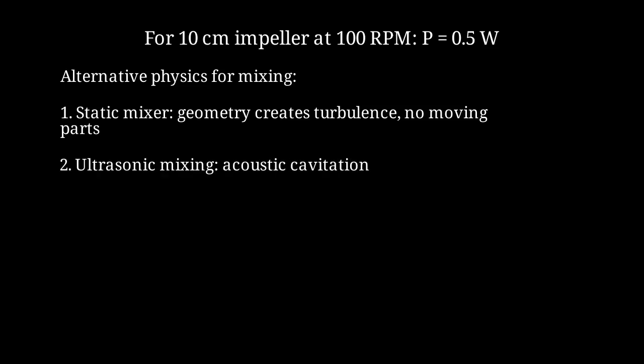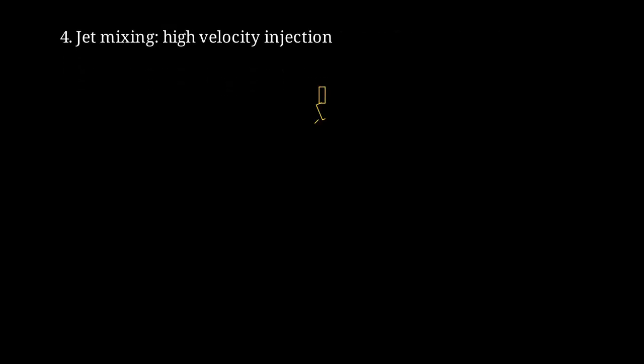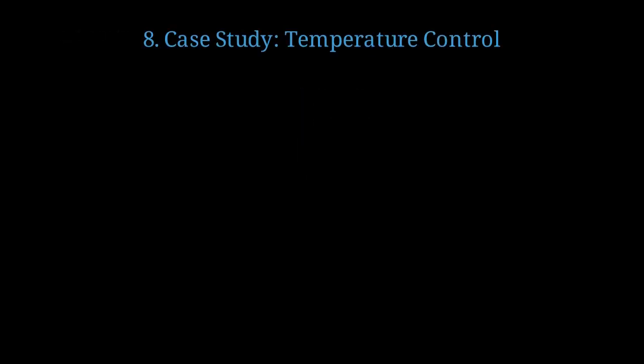Ultrasonic mixing uses high-frequency sound waves to create cavitation bubbles that violently mix the fluids. Magnetic stirring uses a rotating external magnet to drive a magnetic follower inside a sealed container. Jet mixing injects one fluid at high velocity into another, using momentum transfer for mixing. A static mixer uses twisted vanes that split and recombine the flow repeatedly, achieving excellent mixing with only pressure drop as the energy cost.